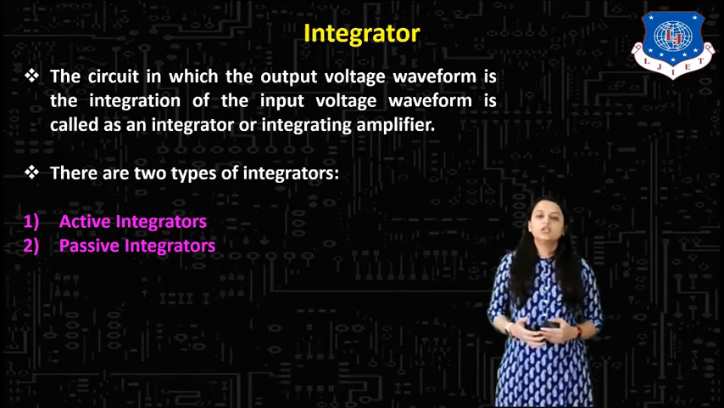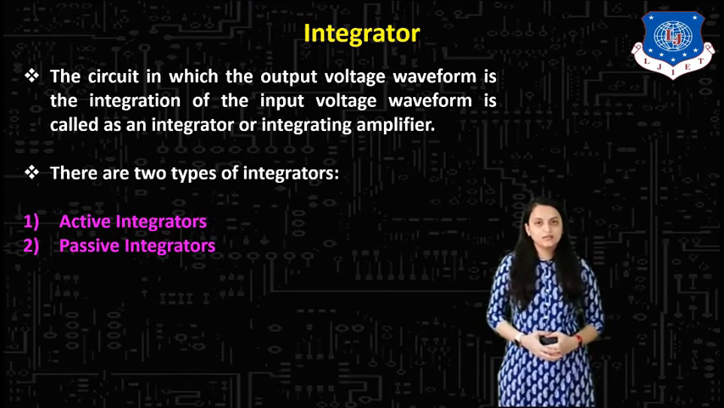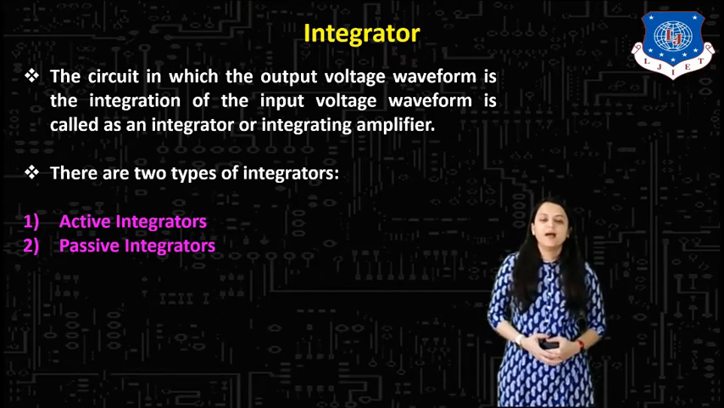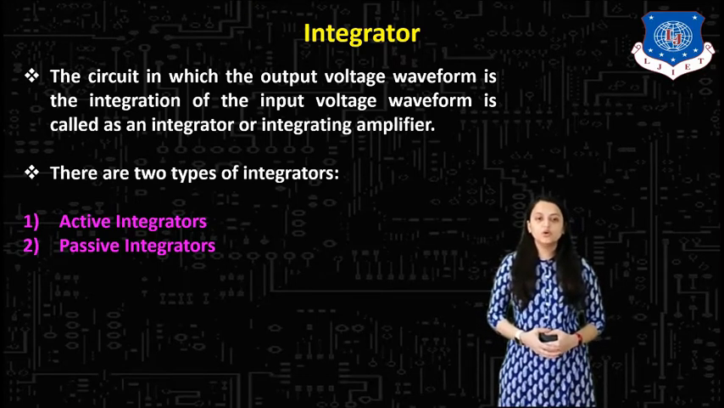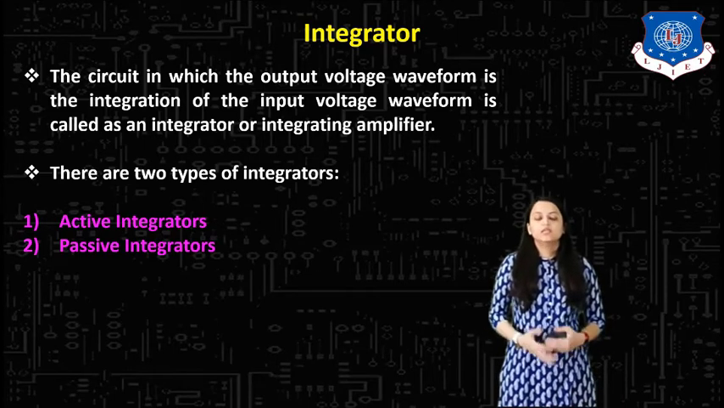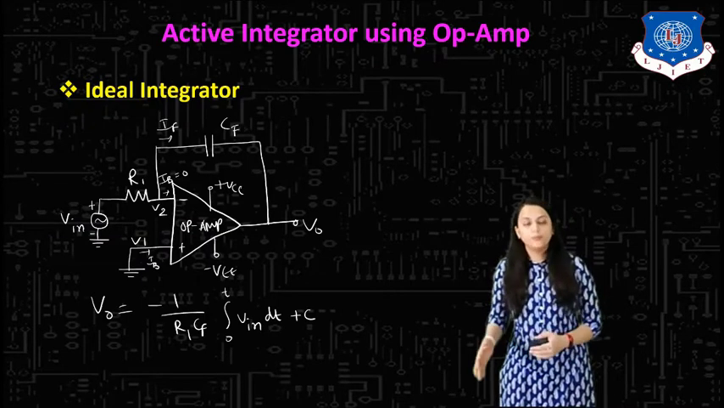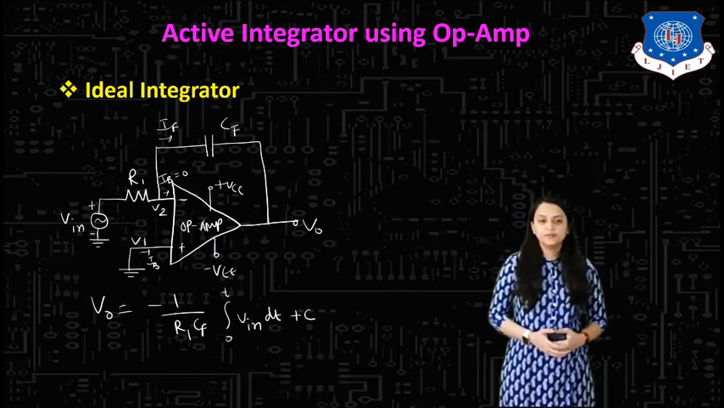Now, there are two types of integrators. The first one is the active integrator and the second one is the passive integrator. Now, let us see these integrators in detail. First of all, let us see the active integrator using an op-amp, that is, the operational amplifier.